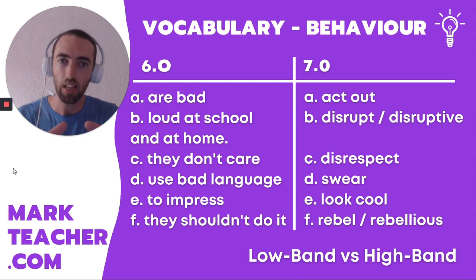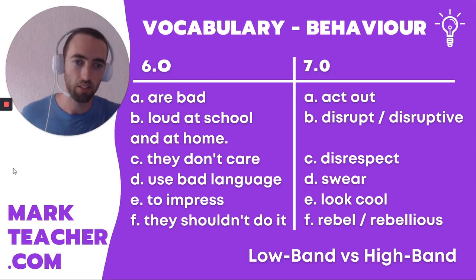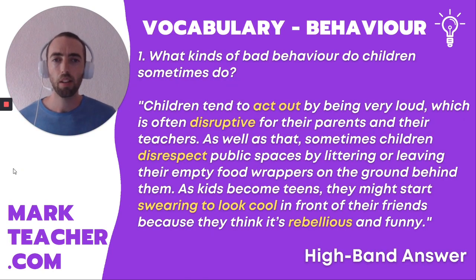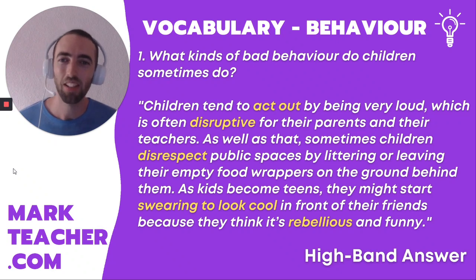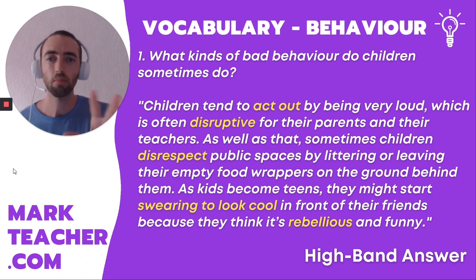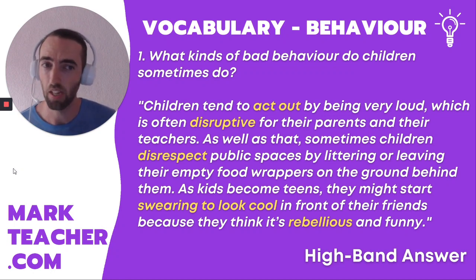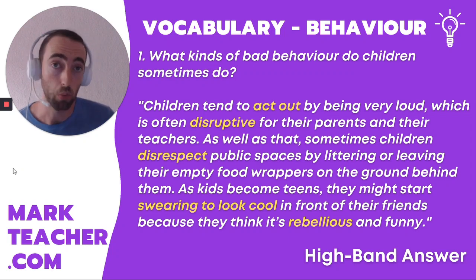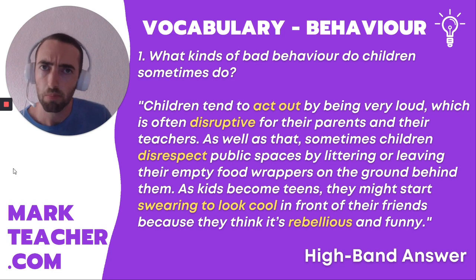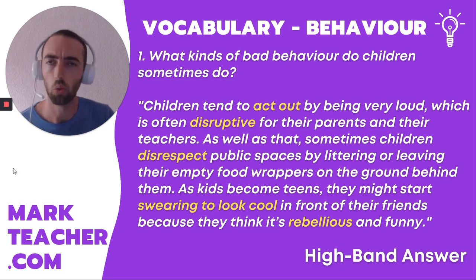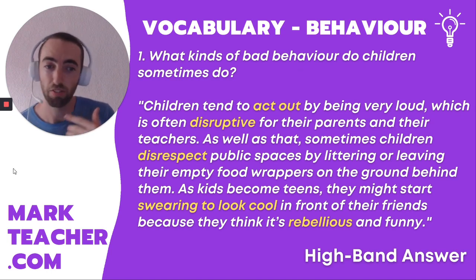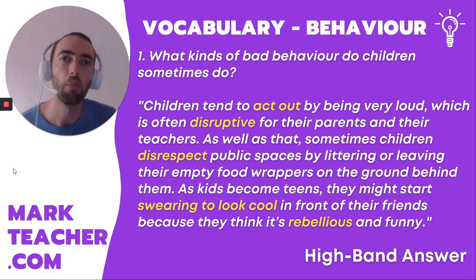So, let's see how we can upgrade the old answer with these new vocabulary items. What kinds of bad behavior do children sometimes do? Children tend to act out by being very loud, which is often disruptive for their parents and their teachers. As well as that, sometimes children disrespect public spaces by littering or leaving their empty food wrappers on the ground behind them. As kids become teens, they might start swearing to look cool in front of their friends because they think it's rebellious and funny.